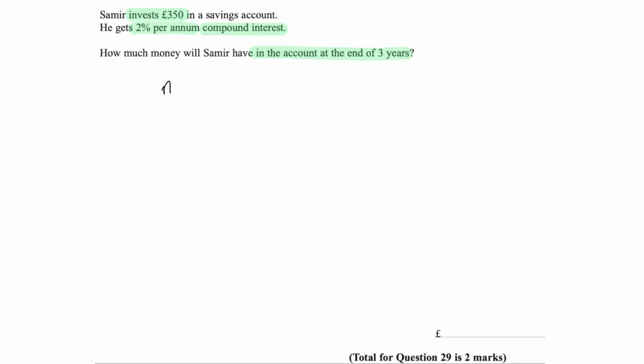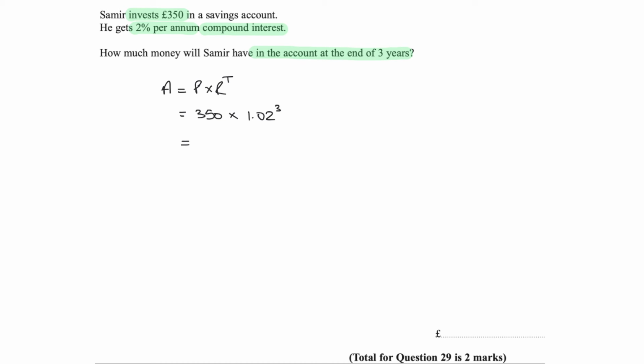So we use a quick formula. The money that he gets out is what he puts in times a rate to a power of time. So he put in £350. The rate is 2% interest, which means they're adding 2%. So 1.02 to the power of 3 for 3 years.